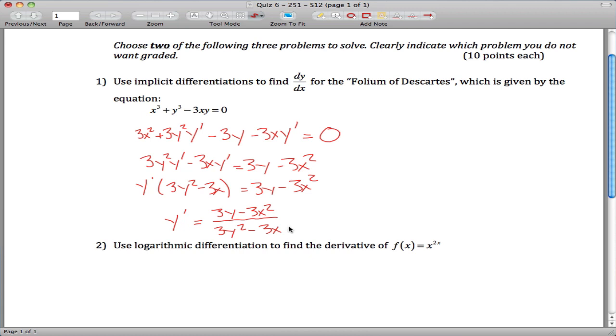Which I suppose we cancel out all those 3's, factor out a 3 from the top and the bottom, cancel those, and get y minus x squared divided by y squared minus x. And we can leave this right here as our answer.